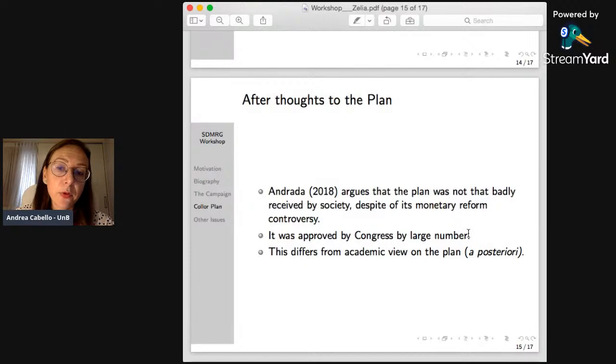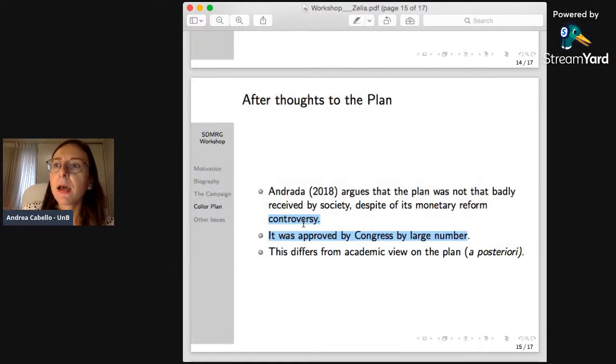One of the facts we can point to regarding the plan itself was that it was approved by Congress by a large margin, especially in the beginning of Collor's term. He still enjoyed some popularity. He was just being pushed by the election.